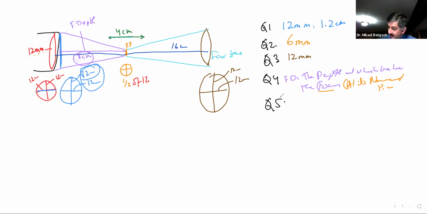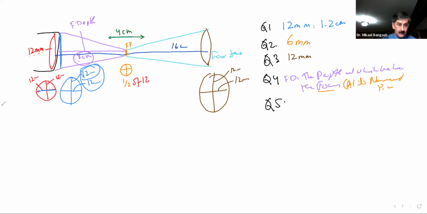So we can see the next question. Question number 5 reads: what depth marks the beginning of the focal zone?